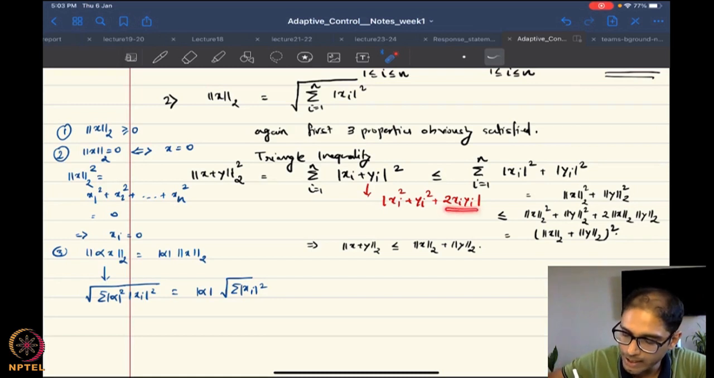Because the 2xi yi is only going to reduce xi squared plus yi squared, and the square makes the signs positive. So the 2xi yi is always going to bring down xi squared plus yi squared. You cannot guarantee that 2xi yi is sign definite, that is, 2xi yi cannot be guaranteed to be positive. Therefore, it can be positive, which would be great.